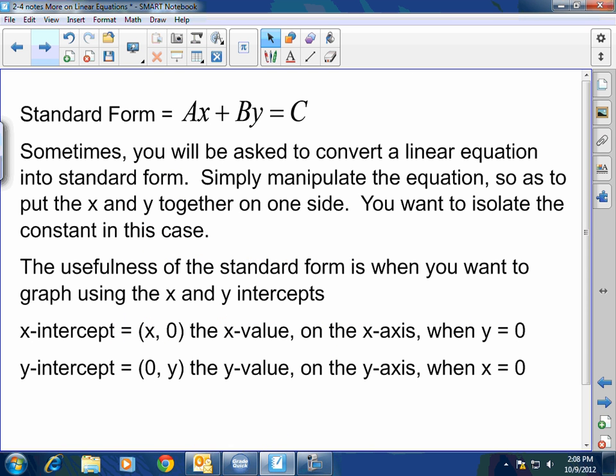Okay, now, standard form. Sometimes you will be asked to convert a linear equation into standard form. Simply manipulate the equation so as to put the x and the y together.